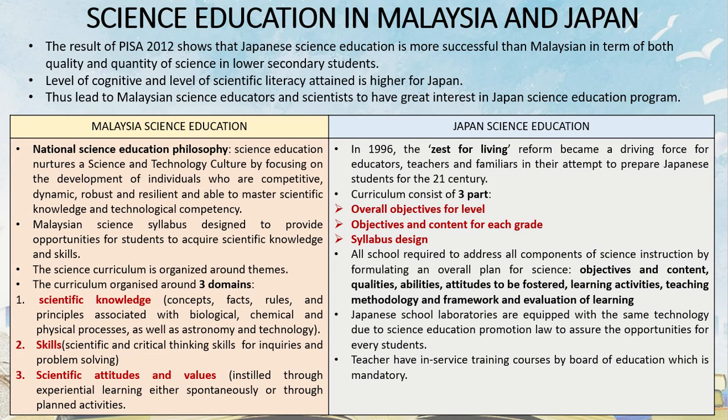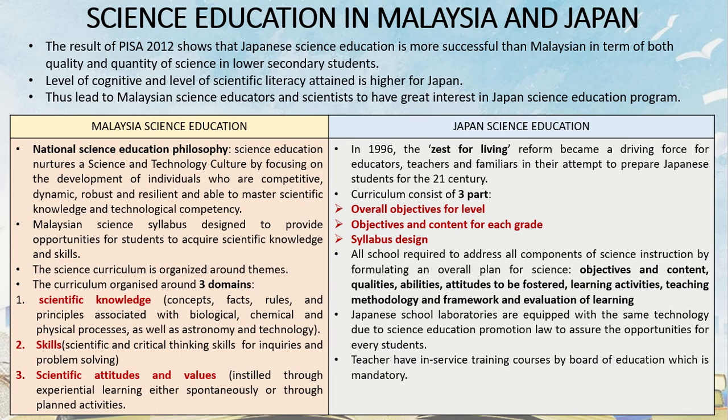Malaysia's science education. The National Science Education Philosophy states that science education nurtures a science and technology culture by focusing on the development of individuals who are competitive, dynamic, robust, and resilient, and able to master scientific knowledge and technological competency.